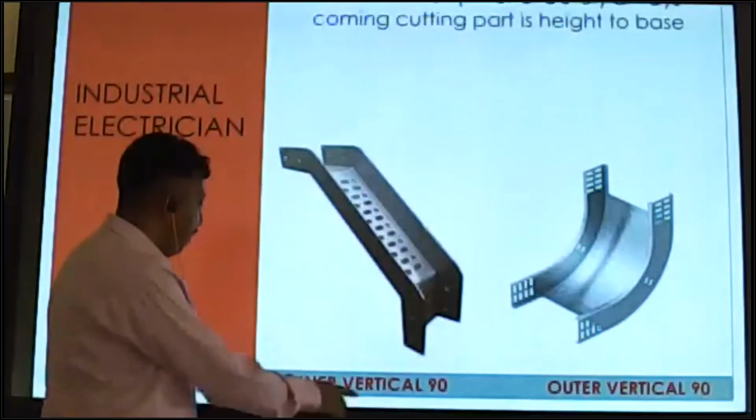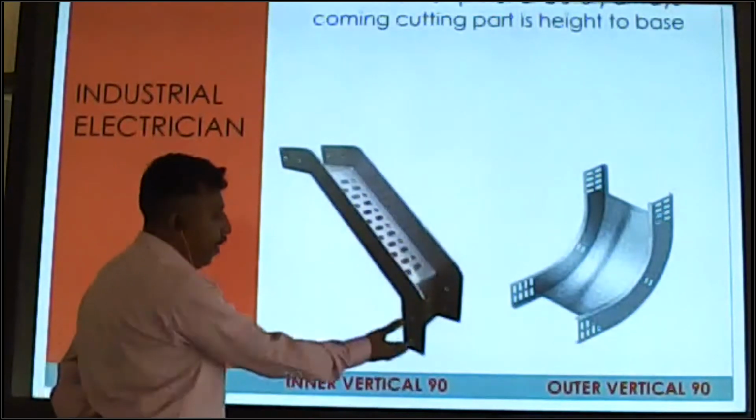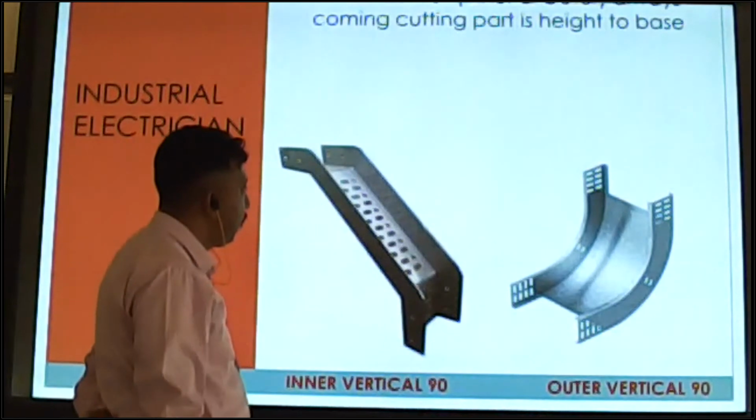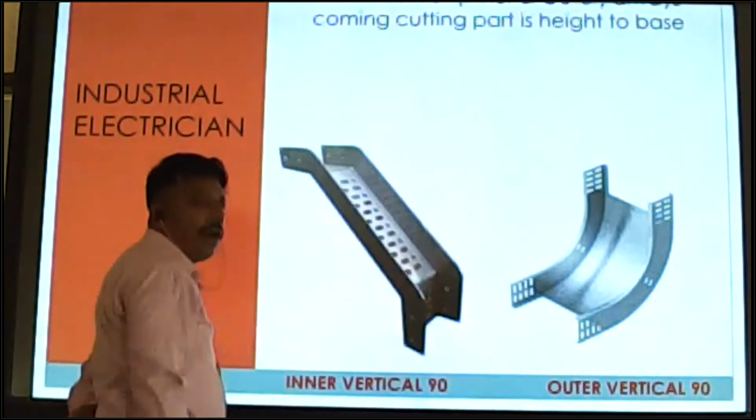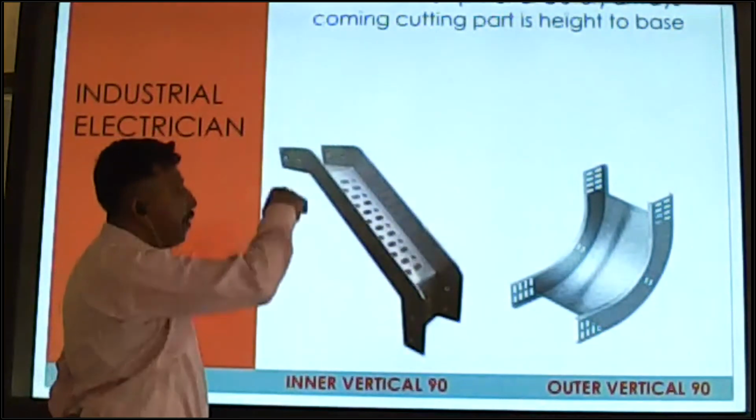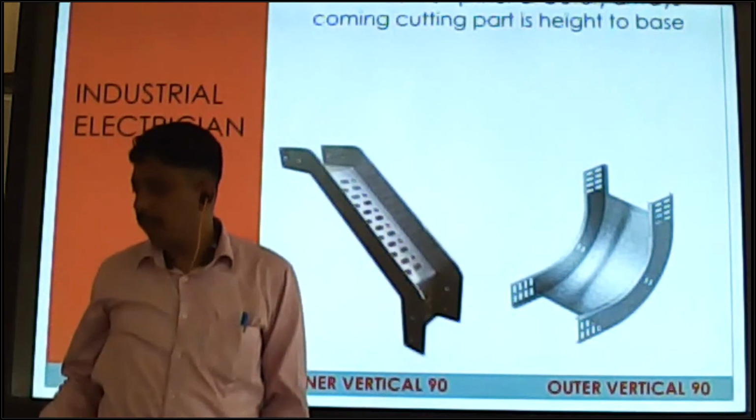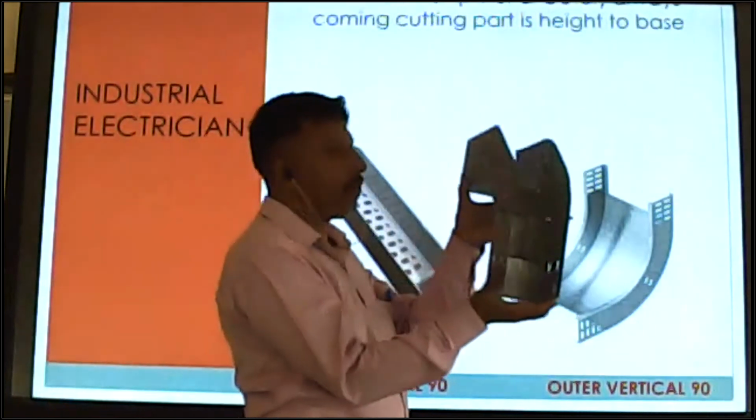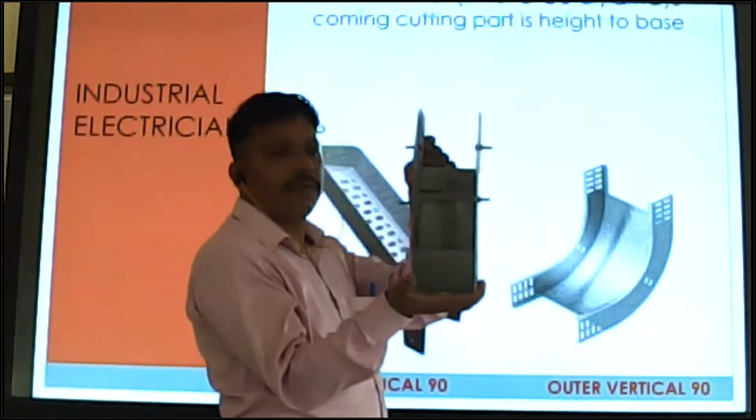So this is the inner vertical 90. This one is the inner vertical 90, and this is the outer vertical 90. Okay. So this is outer and this is inner. Two types of vertical 90, inner and outer. So we can make them by hand like that. This is the outer.